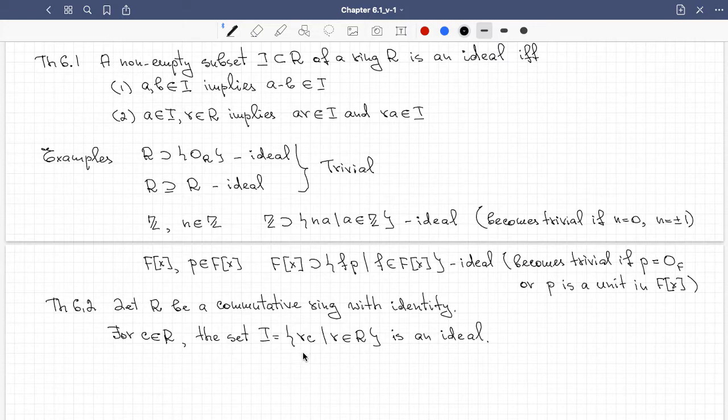We call these ideals principal. So this is, by definition, a principal ideal. All multiples of an element of the ring is an ideal, and this is a principal ideal. Any such ideal is called principal.